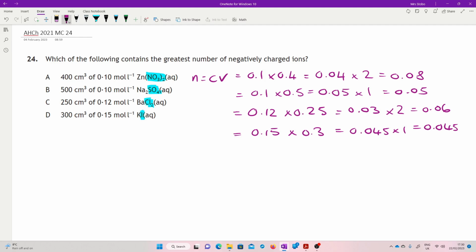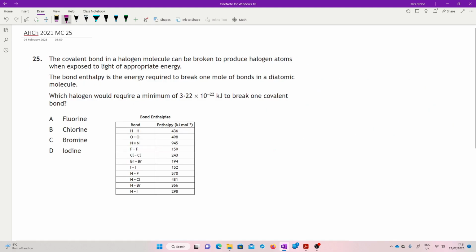And we're looking for the greatest number, so then it's just, can you read things properly from what you've scribbled down? A. Question 25. I genuinely feel for the last couple of questions that we're being relatively nice to you. So you'll notice that I've pulled the bond enthalpies data from this. This is obviously what you need to use. The covalent bond in a halogen molecule can be broken to produce halogen atoms when exposed to light of appropriate energy. So that's basically your free radical stuff.